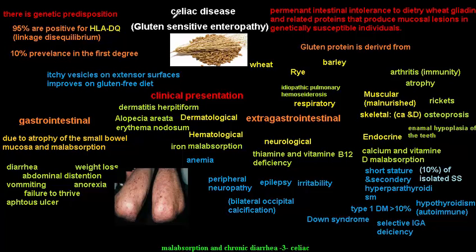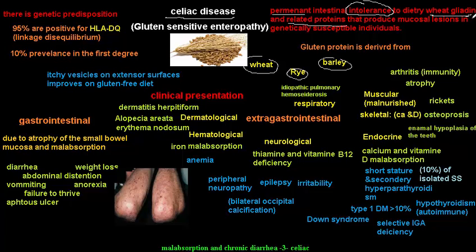Okay, in this video I'm going to talk about celiac disease. This is the third video on malabsorption. Celiac disease is a permanent intestinal intolerance to dietary wheat gliadin. So it is intolerance or allergy to what? To dietary wheat gliadin, a type of protein present in wheat, rye, and barley, and related proteins.